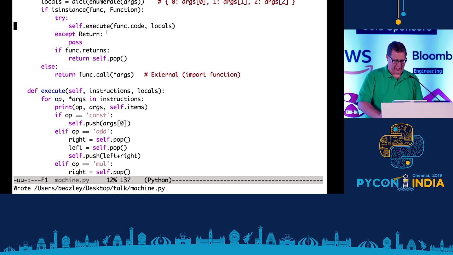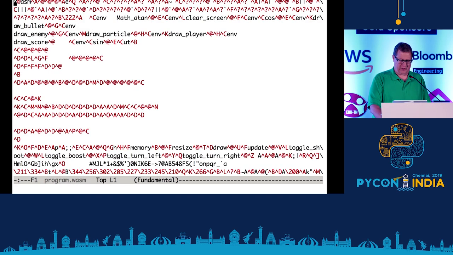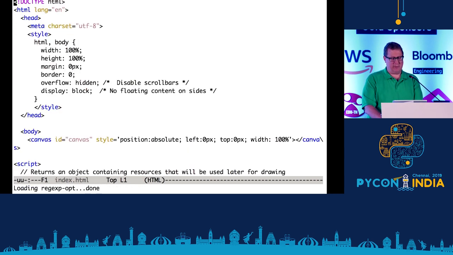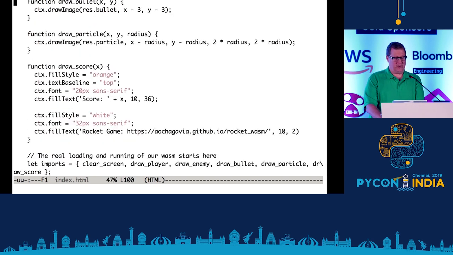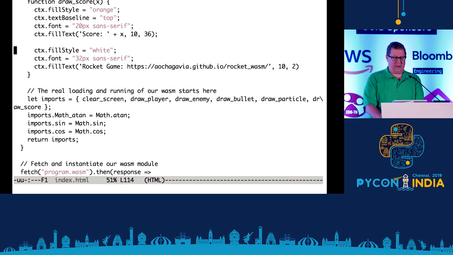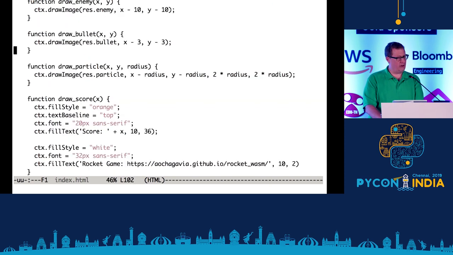So let me talk a little bit about the setup here. The clock is racing. So WebAssembly looks like that. There's a program called program.wasm. I did not write this. This is compiled from Rust. It is a binary file. That game that you were looking at, your Rocket Game, is an HTML document with some JavaScript. And it's a mix of JavaScript and WebAssembly. Okay, so this is the thing we're going to try to do.